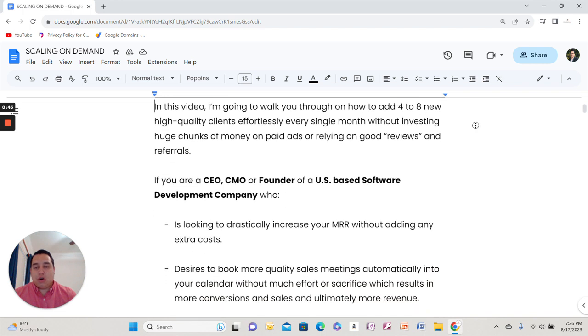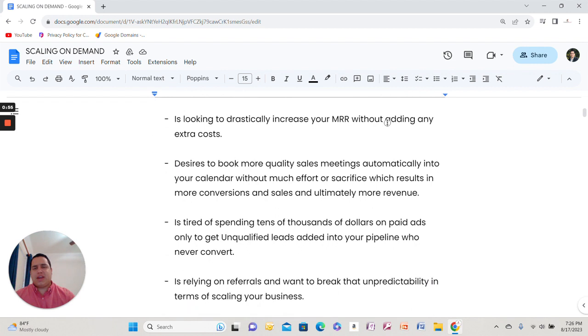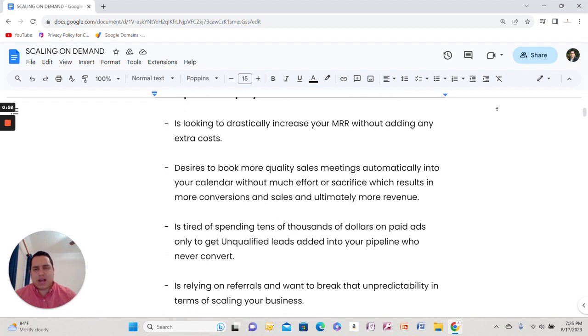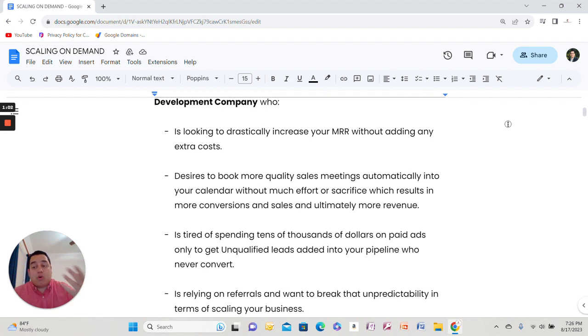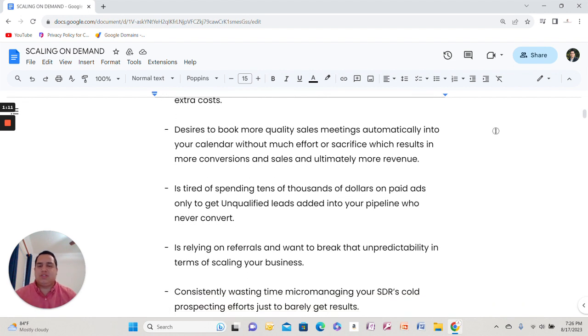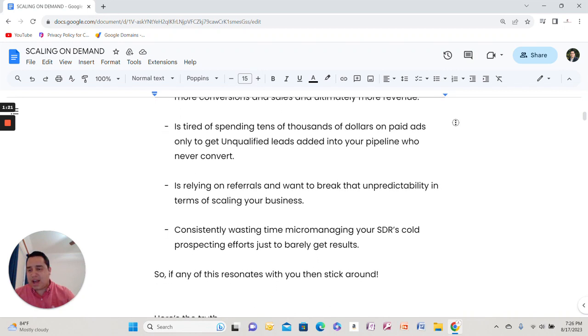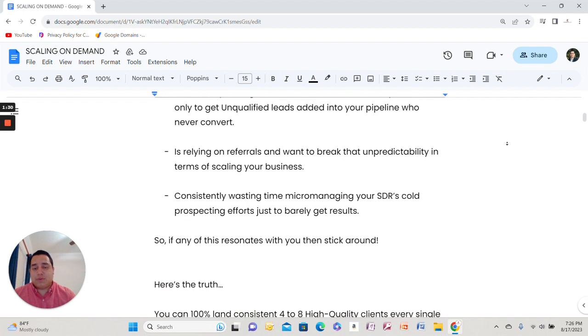So if you're a CEO, CMO, or founder of a US based software development company who desires to drastically increase your MRR without adding any extra cost, desires to book more quality sales meetings automatically into your calendar without much effort or sacrifice, which results in more conversions and sales and ultimately more revenue, is tired of spending thousands, tens of thousands of dollars on paid ads only to get unqualified, mediocre leads into your pipeline that never convert, is relying on referrals and wants to break that unpredictability in terms of scaling your business, and is constantly wasting time micromanaging SDRs and their cold prospecting efforts just to barely get any results from some of them. So if any of this resonates with you, then stick around.